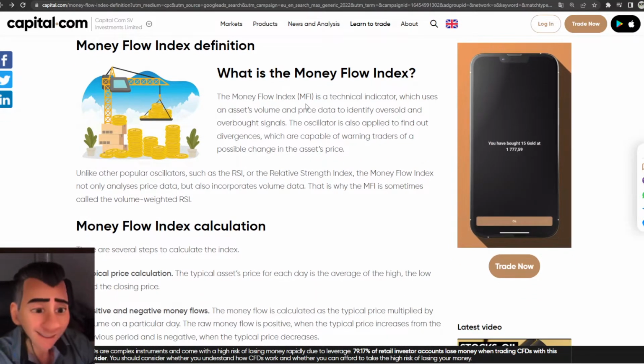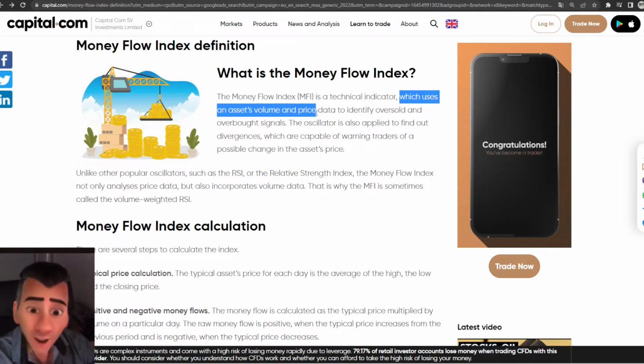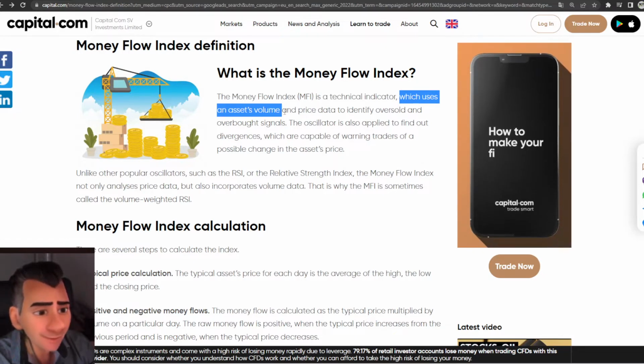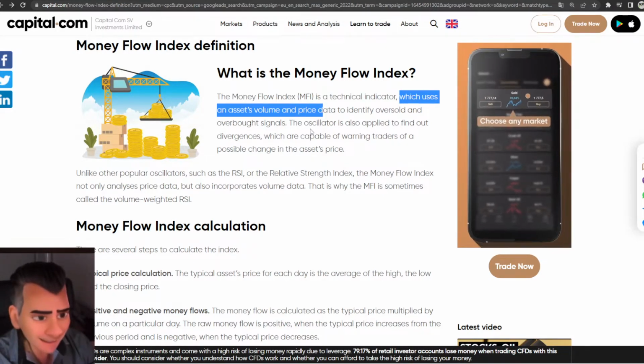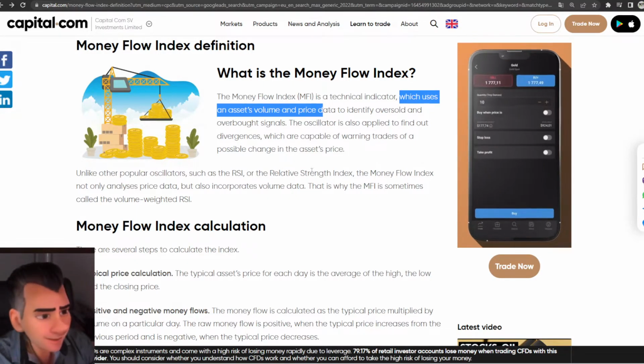The money flow index, the MFI, is a technical indicator which uses, and now that's the interesting stuff, guys, an asset's volume and price. Not only the price like the RSI, relative strength index, it's also using the volume to identify oversold and overbought signals. The oscillator is also applied to find out divergences. Okay, we know this, guys.